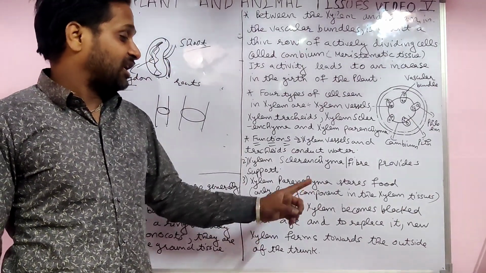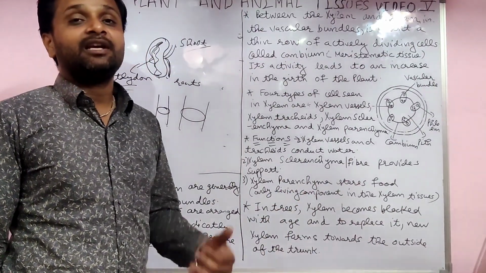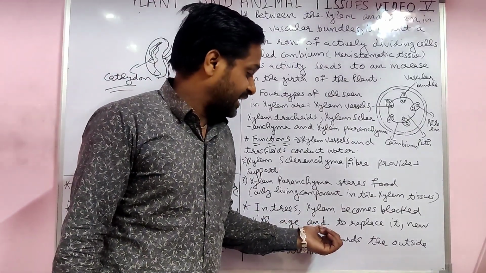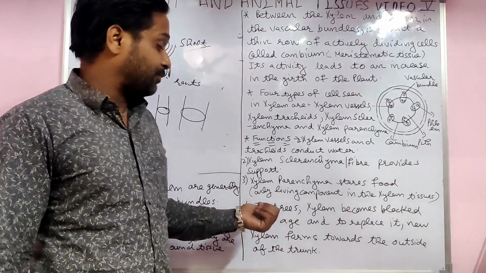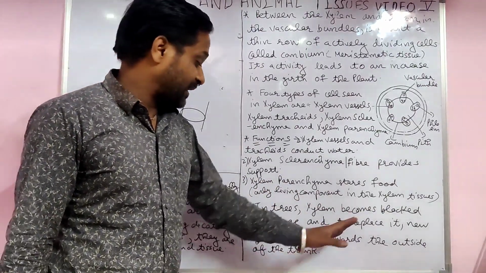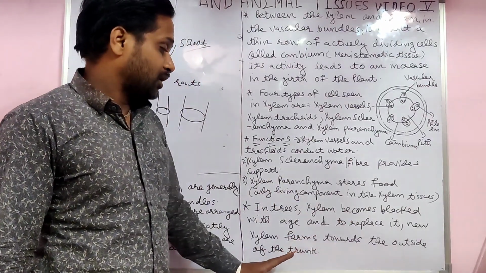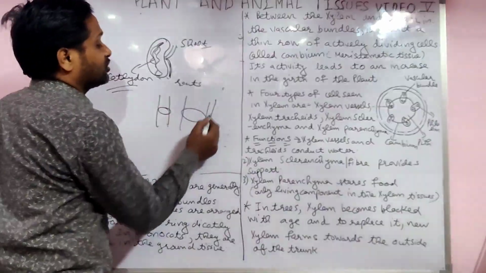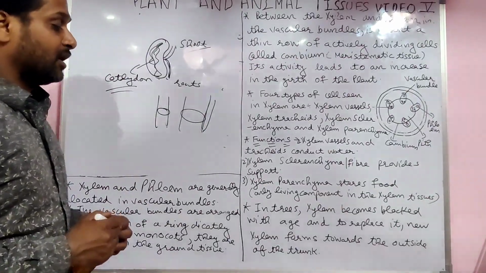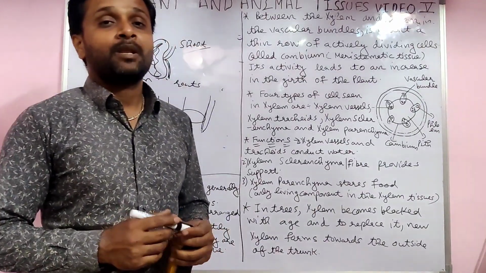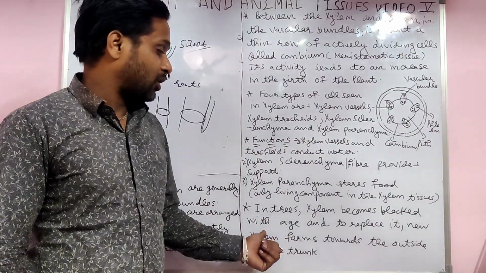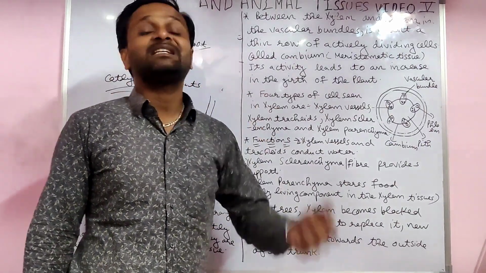In a tree, xylem becomes blocked with age. As age increases day by day, the blockage builds up. To replace it, new xylem forms toward the outside of the trunk. So when xylem is blocked, it is replaced by the new one.